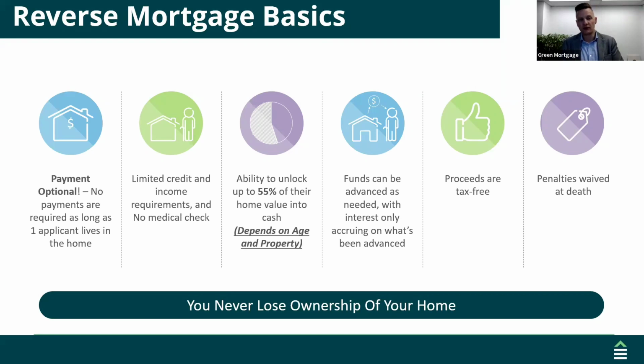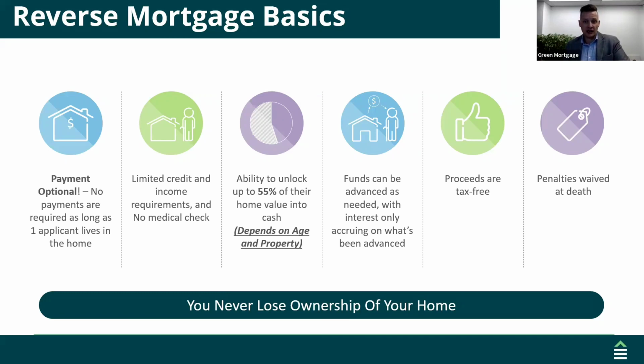So no payments are required as long as one applicant is living in the home. They have limited credit and income requirements and no medical check. And you can unlock up to 55% of the value of the home in cash, and that depends on the age and the property. So that's, again, how they determine how much money you can get. The funds can be advanced as needed, with interest only accruing on what's been advanced. So it's almost like a line of credit. You can get an approval for more money than you actually need, but then you can take out a certain amount and you only have interest accruing on the amount that you've actually borrowed.